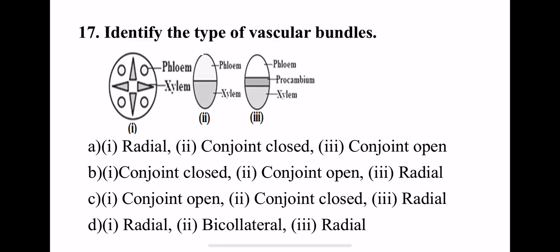Next is, identify the type of vascular bundles. So the first one is radial, the second one has a cambium, so conjoint, does not have cambium, conjoint closed. The third one has a cambium and xylem phloem, conjoint open. Option A is the correct answer.